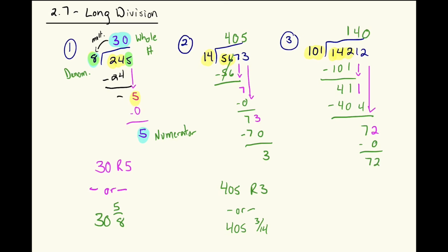So your answer could either be 140 with a remainder of 72, or it could be 140 and 72 over 101. But either answer is acceptable. You just have to be on the lookout for which way the problem wants you to express your answer.